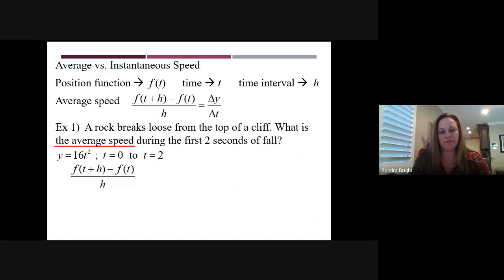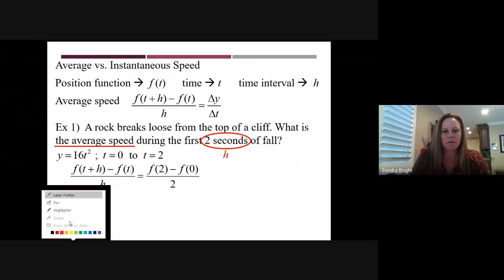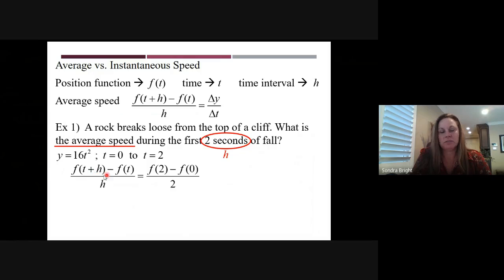We're going to use our difference quotient, f of t plus h minus f of t all over h. They want to know for the first 2 seconds of the fall, that's your h. That's that time interval because it's going from t equals 0 until t equals 2. And so that time interval is 2 seconds. And so we're going to plug in f of, technically it's t plus h. So t is 0 to 2. So 0 plus 2 is 2. So f of 2 minus f of 0 all over your h is 2 there.